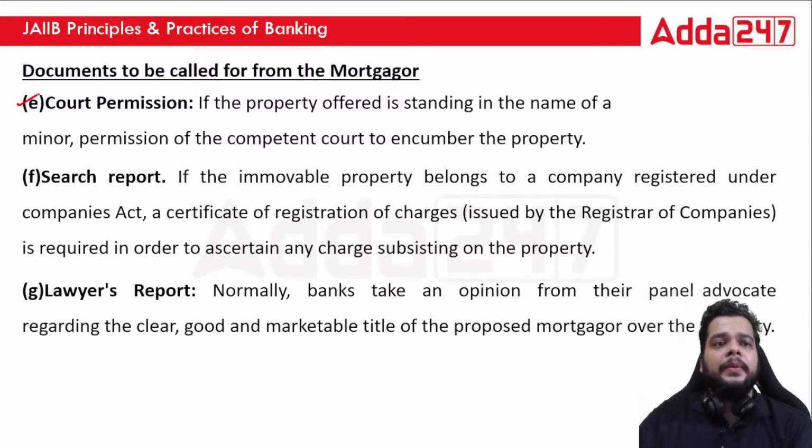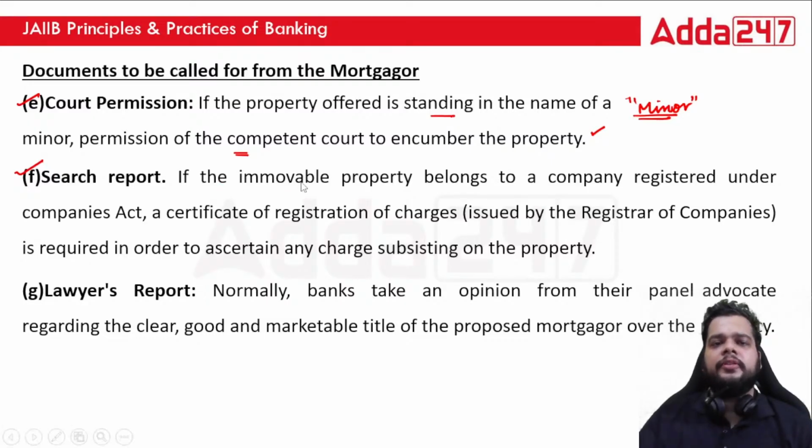Next, the court permission. If the property offered is standing in the name of a minor, permission of the competent court to encumber the property must be taken. Whenever a minor is involved, banks hesitate to provide a loan against such collateral, but yes, special permissions must be taken if such type of land is considered for collateral.